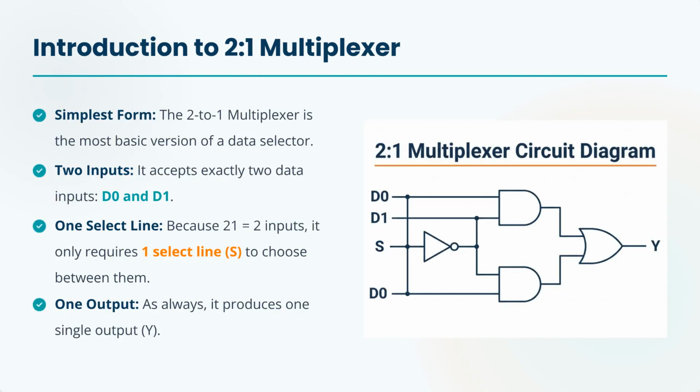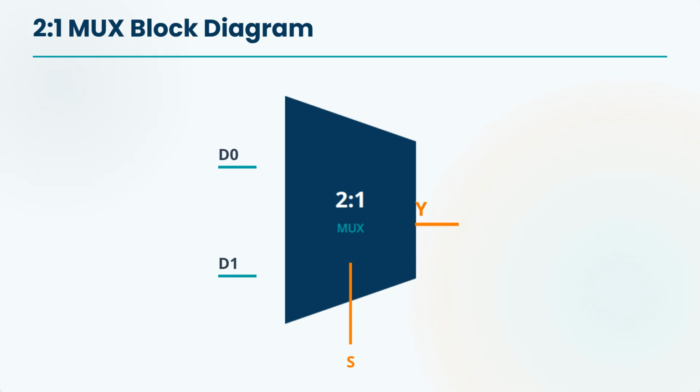The 2-to-1 multiplexer is the simplest form. It has 2 inputs, D0 and D1. Since 2 to the power of 1 equals 2 inputs, it requires only one select line, S, to choose between them. It produces one single output, Y. This is the block diagram for the 2-to-1 MUX. We see the 2 data inputs, D0 and D1, the single select line, S, and the single output, Y.